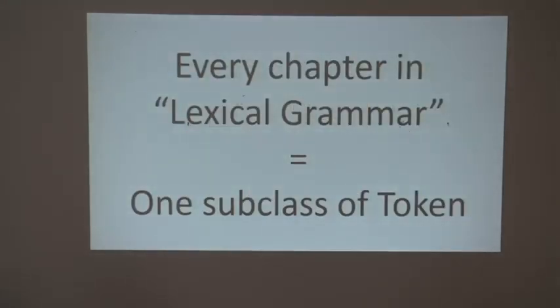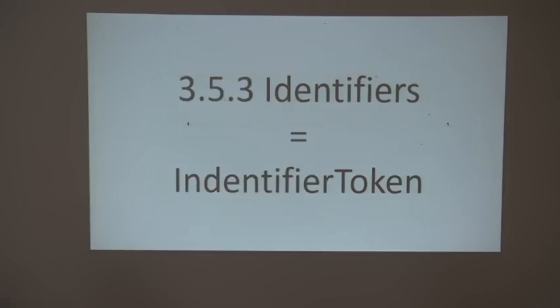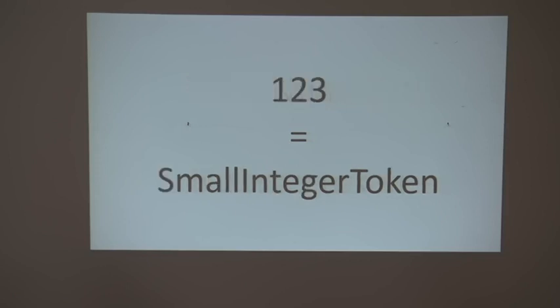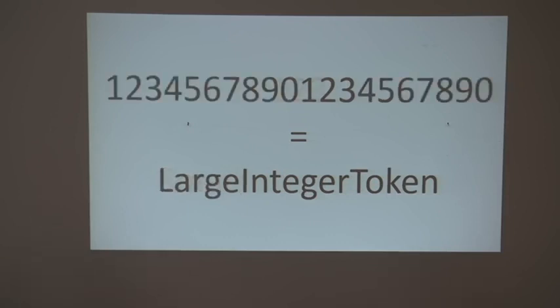Every chapter in the lexical grammar in the Smalltalk standard becomes one subclass of the token. For example, section 3.5.3, which is called identifier, is the identifier token. Section 3.5.6, numbers, is a number token. The source code 123 becomes a small integer token. This large integer becomes a large integer token.